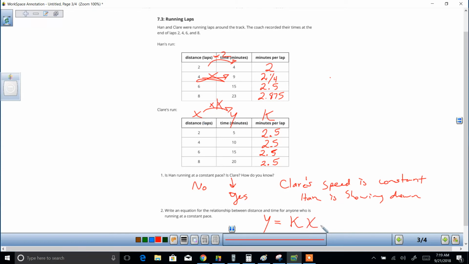And that's true for any proportional relationship. I can just take the constant of proportionality, multiply it by the column x, and it should give me what y equals. And so this is an equation that works for every situation with a constant pace or constant speed or constant proportionality. It always takes this form.